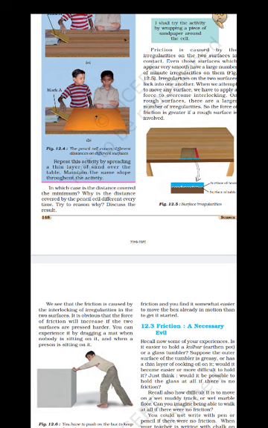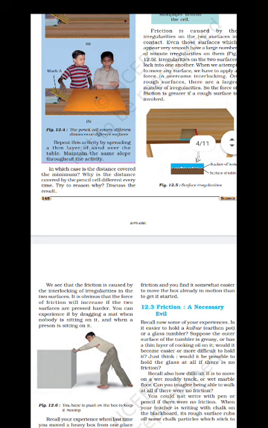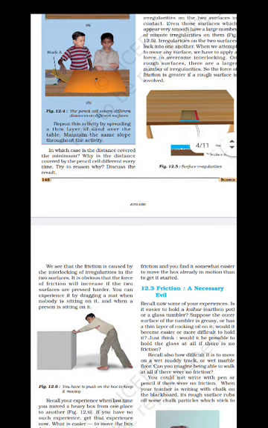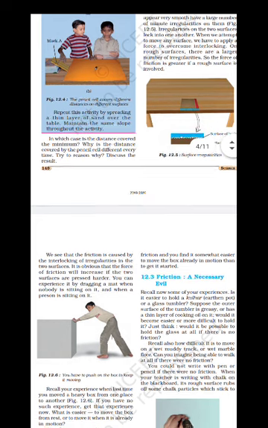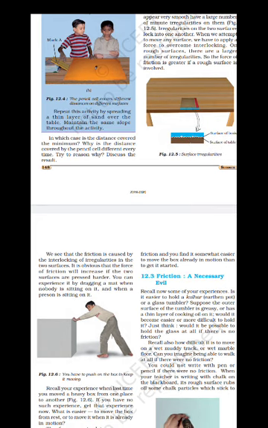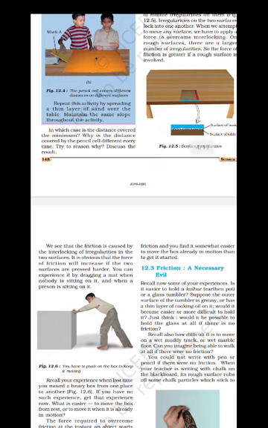Irregularities on the two surfaces lock into one another. That means when the two surfaces are rough, their bumps interlock with each other, and so the frictional force occurs more. When we attempt to move any surface, we have to apply a force to overcome that interlocking. On rough surfaces, there are a large number of irregularities, so the force of friction is greater if the surface is rough.